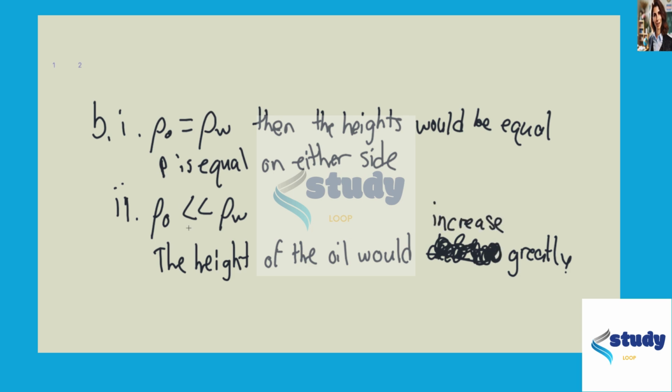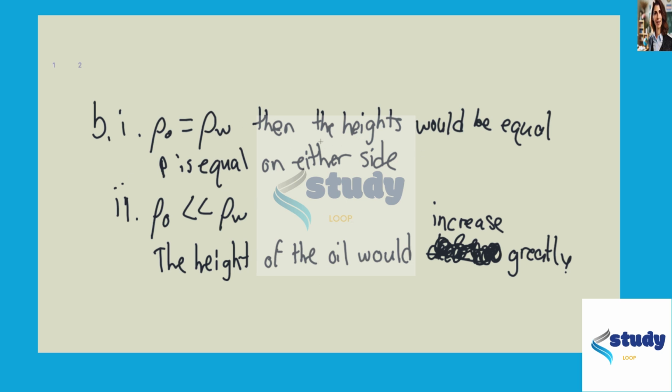So if the density of the oil is much less than the water, the pressure is equal on either side. However, the height is going to be the factor that accounts for this change in density. So if the density of oil is much less than water, the height of the oil would have to increase greatly in order for it to exert the same amount of pressure as the water is exerting on the other side of the tube. So these would be the answers.